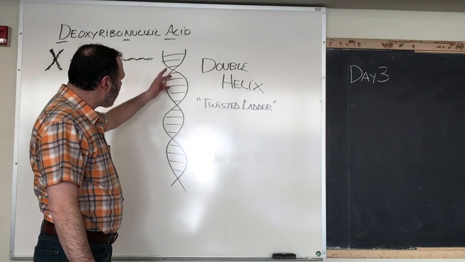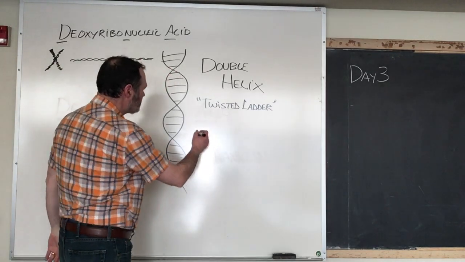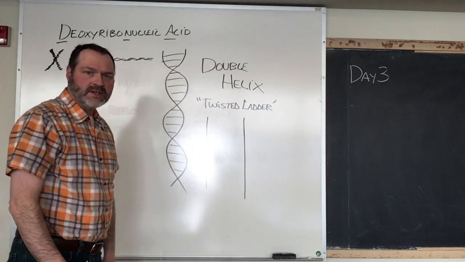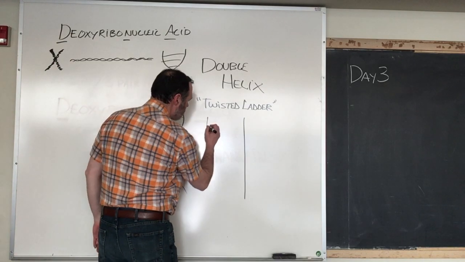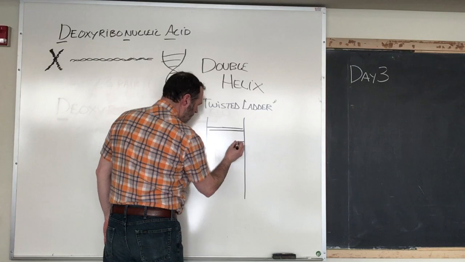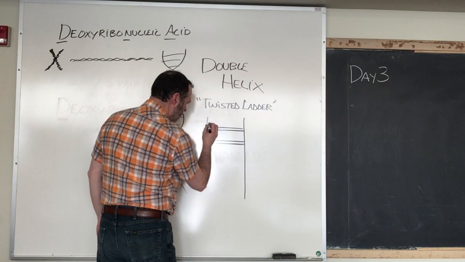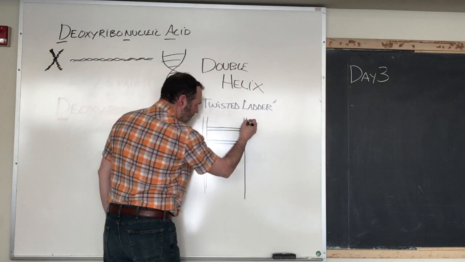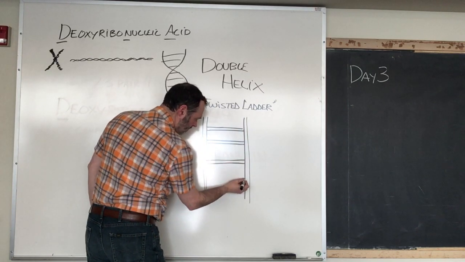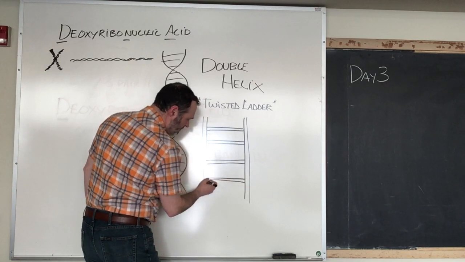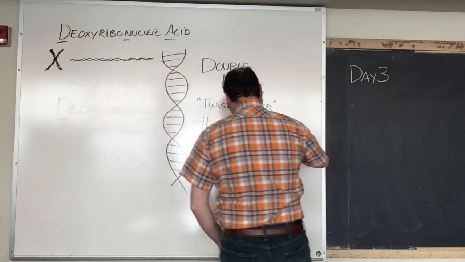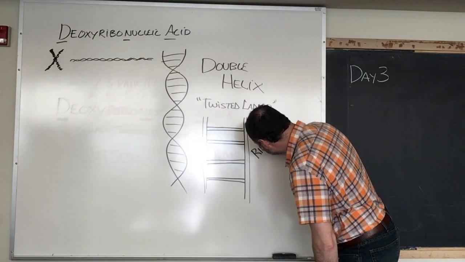So if you could unwrap this ladder, what you would see is that you've got two different rails, and between each rail you've got these rungs. Okay, rungs like this. So if this is the railings of your ladder, if you're going to climb that ladder, and you've got these rungs in between. The railings of the ladder are made of that ribose sugar.